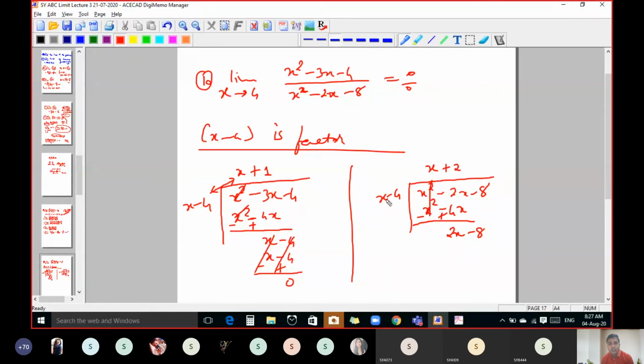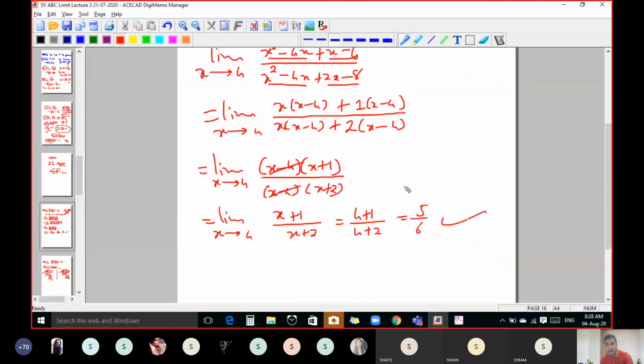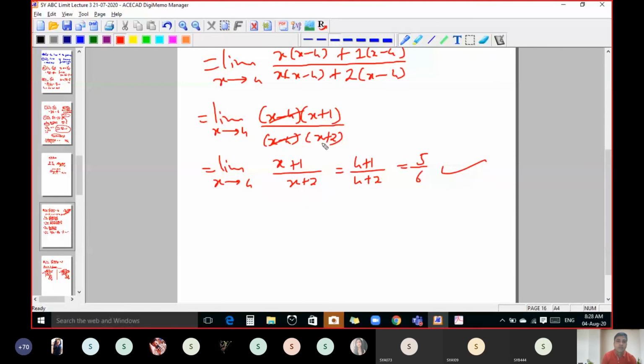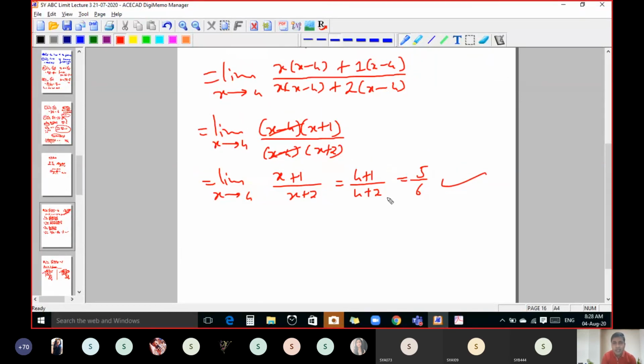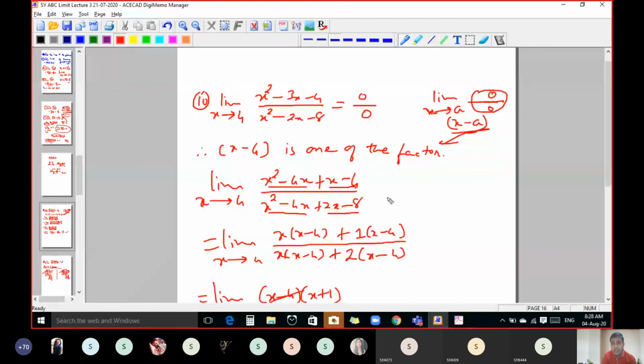Now multiply this 2 with this number. So 2 into this, we get 2x minus 8. Now change the sign. So we get minus plus. Here this will cancel and we get 0 here. Once we get 0, that indicates these two are the factors. For the denominator, the factor is x minus 4 times x plus 2, and we have the same factor x minus 4 in the numerator. Once we have the factors of numerator and denominator, just cancel it and now put x equal to 4, we get the final answer. This is a way to find the factor if you don't know factorization properly.